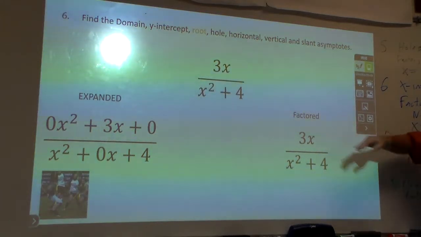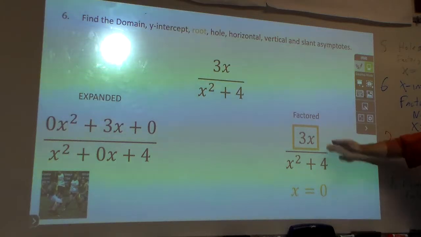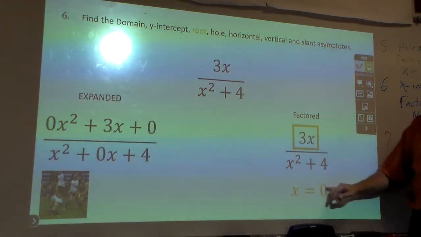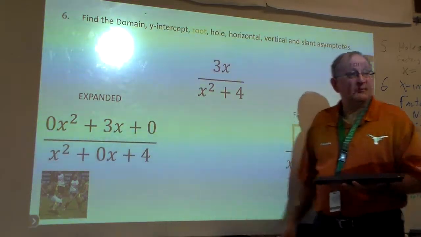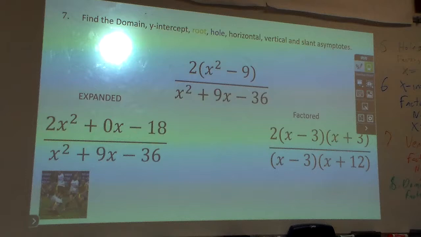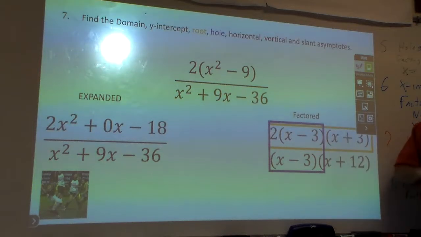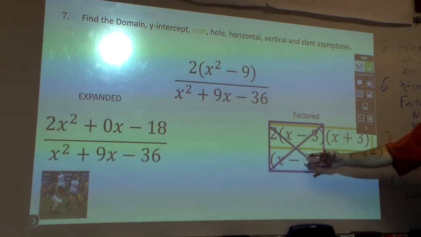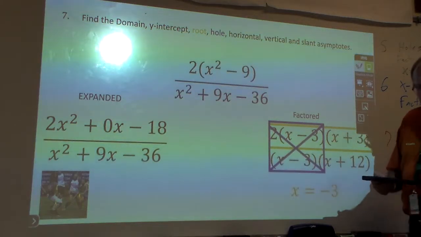Set this equal to 0. You would just divide by 3, so it makes it what? X equals what? 0. And once again, what was the y-intercept? It was 0, 0, right? And then number 7, what's going to happen here? Well, you set the top to 0, but remember that one's going to get what? Kicked out. So the only answer is what? Negative 3, right? Negative 3.